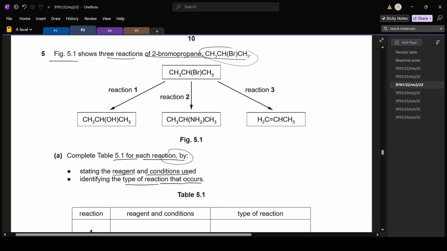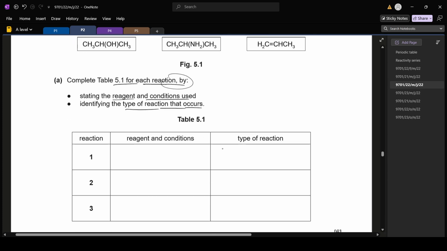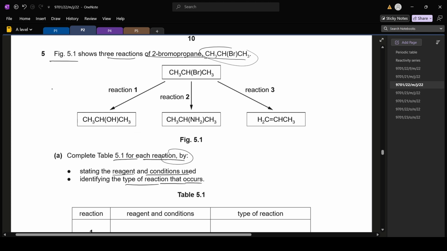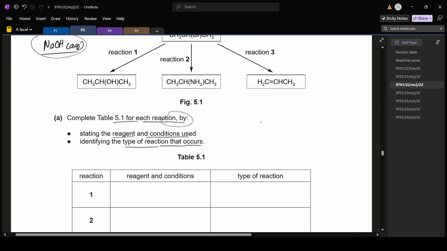So this is the nucleophilic substitution reaction, because both bromine and OH minus ion are nucleophiles, because they both have lone pairs of electrons. You can write it as nucleophilic substitution reaction. And what is going to be the reagent? The reagent is sodium hydroxide, but in aqueous, because if you add this sodium hydroxide in ethanol, it will form alkene like this in reaction 3.